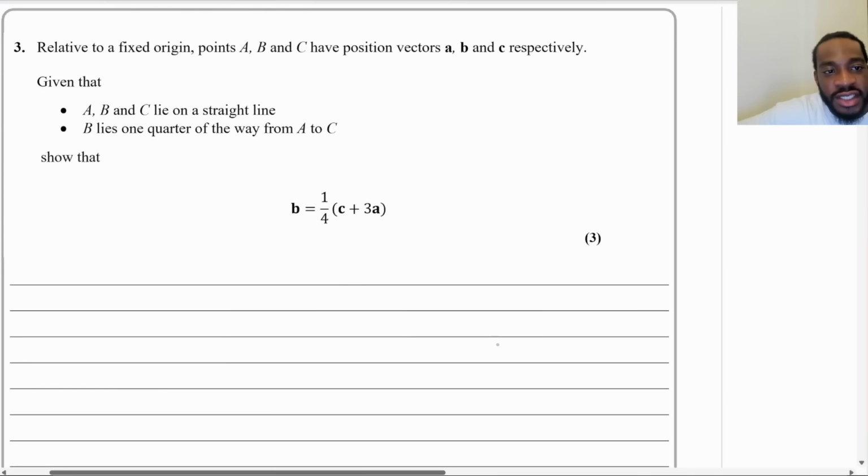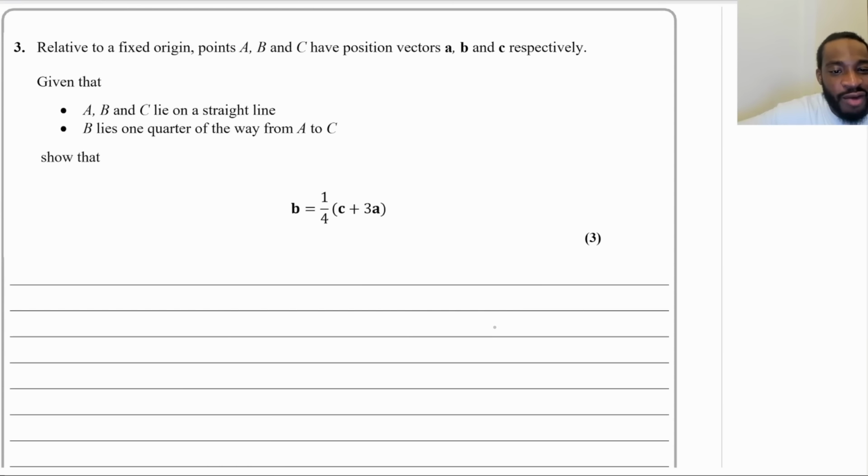Okay, so question 3 says, relative to a fixed origin, points A, B, and C have position vectors A, B, and C respectively. Given that A, B, and C lie on a straight line, B lies 1/4 of the way from A to C. Show that B is equal to 1/4 times C plus 3A for 3 marks.